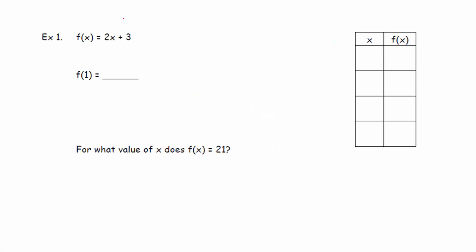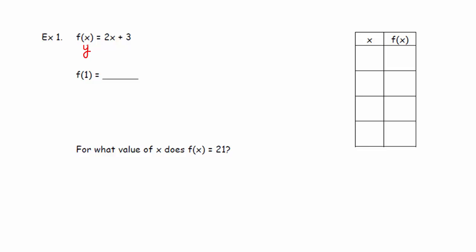So here's our first example. F of x equals 2x plus 3. F of x really has just taken the place of y. So you may feel more comfortable looking at it this way, but we really want to get used to this new notation, and there's a lot of good reasons why we would rather write this as f of x.